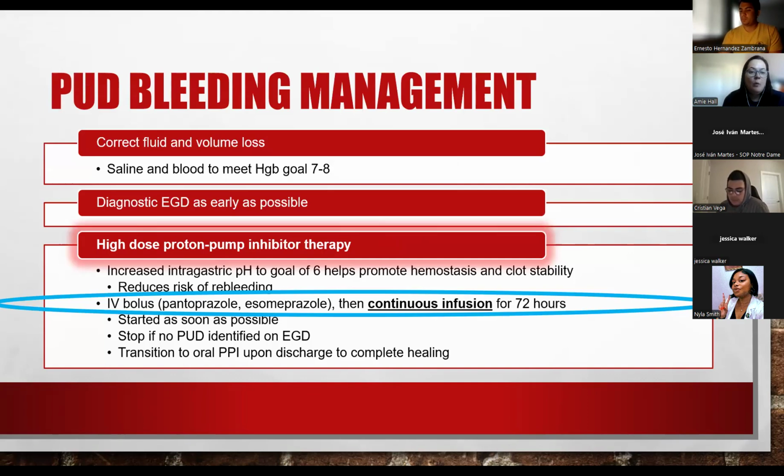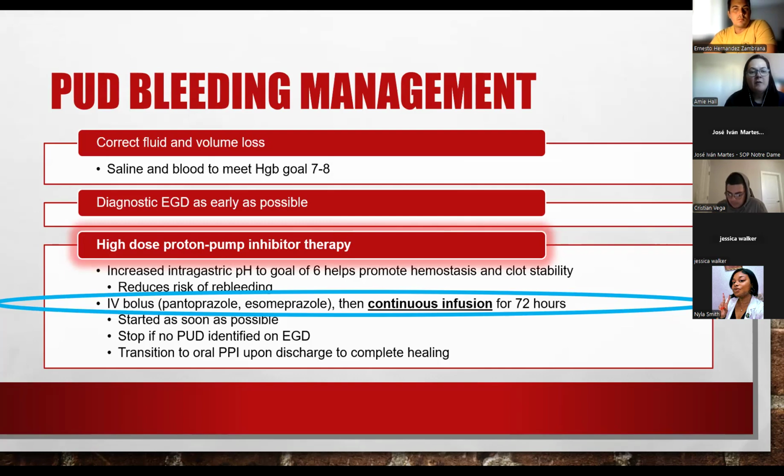So if a patient is bleeding, we want to make sure that we're correcting their fluid and volume loss. So we want to make sure that we're giving them normal saline and giving them blood so that their hemoglobin is greater than 7, between 7 to 8. Some patients who have other chronic disease, that goal might be different, but in general, we're looking for a hemoglobin goal of 7 to 8. We want to do that camera down the throat, that diagnostic EGD, as soon as possible, because we might have to cauterize, do ablation on the areas.